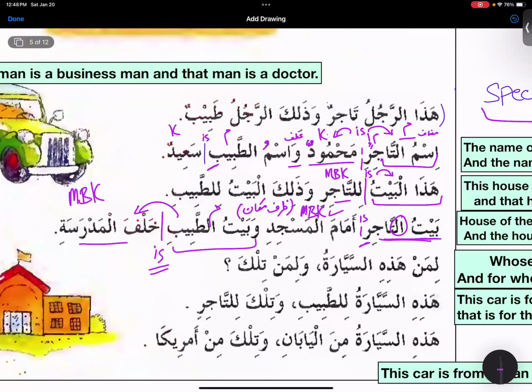Hazihi sayyaratu litabibi. A question word we are not going to analyze, so just leave that alone, but we can label it. If I ask you liman, how are you going to label it? Questioning word liman. Li is harfu jar, basically, man is isam majroor. And then hazihi sayyaratu is our pointer fragment. Liman is MBK?